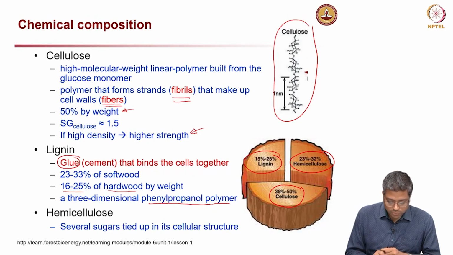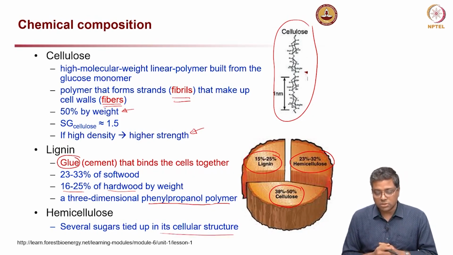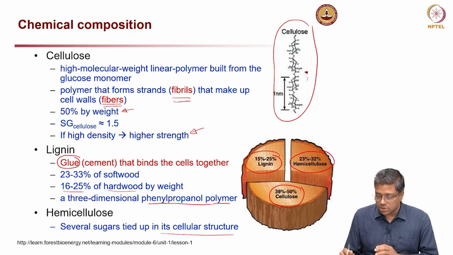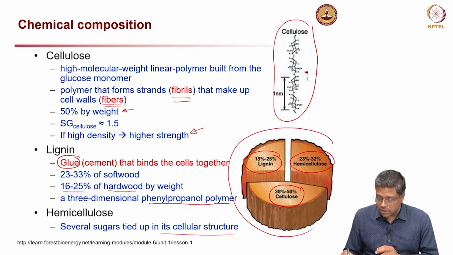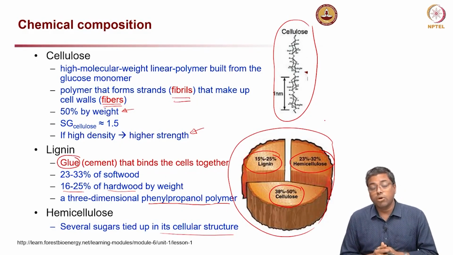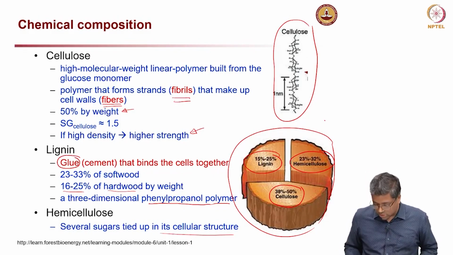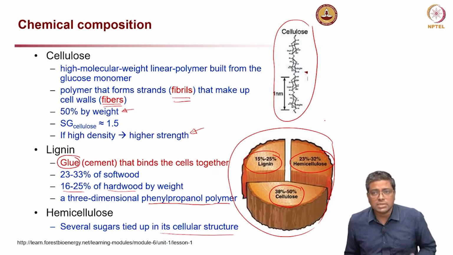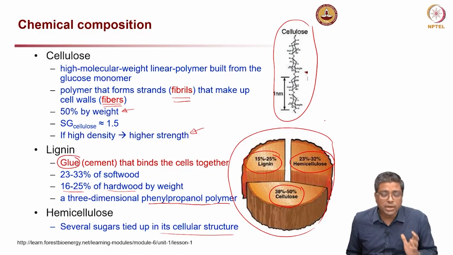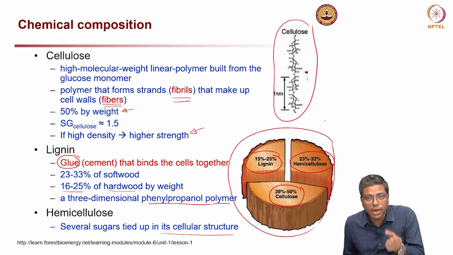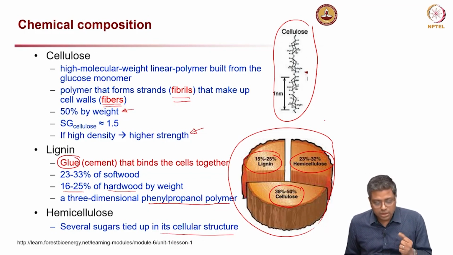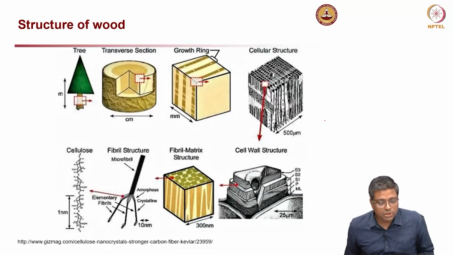Now, hemicellulose is several sugars tied up in the cellular structure. So this is the chemical composition. The main thing is to look at the key components, roughly the proportion and their role. Most of the properties are provided by the cellulose, and lignin plays the role of binding these cells together, and hemicellulose is the different sugars tied up in the cellular structure. So this is the chemical composition.